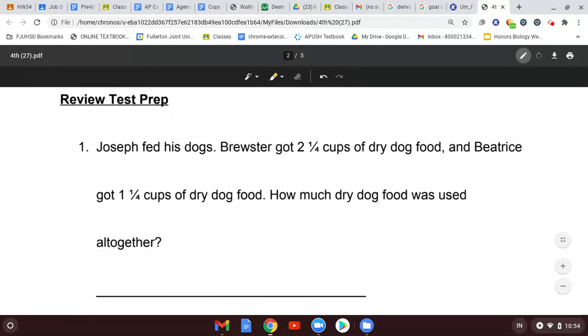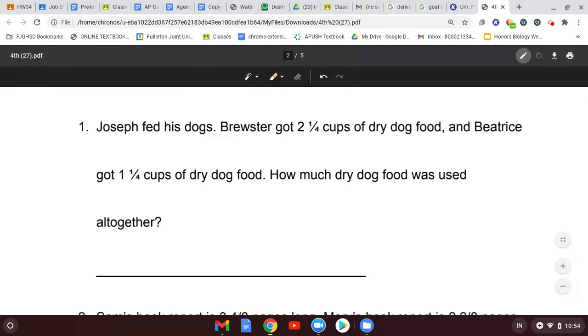Okay, review test prep. Joseph fed his dogs. Brewster got 2 1/4 cups of dry dog food, and Beatrice got 1 1/4 cups of dry dog food. How much dry dog food was used altogether? Okay, since we're trying to find out altogether, together means addition, right? So we're going to add 2 1/4, since that's how much Brewster used, and 1 1/4, because that's how much Beatrice used. And then we add these together.